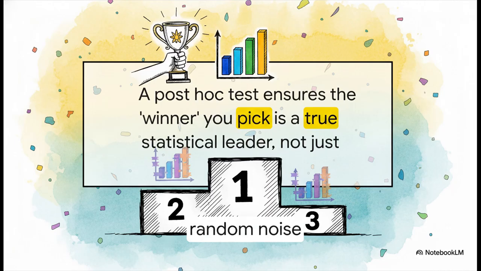First, find the real winner. When you're running a test with, say, 3 different versions of an ad, an ANOVA might tell you, yep, they're not all the same, but it's the post-hoc test that lets you confidently point to one and say, that's the one. That's our true statistical leader, not just the one that got lucky that day.